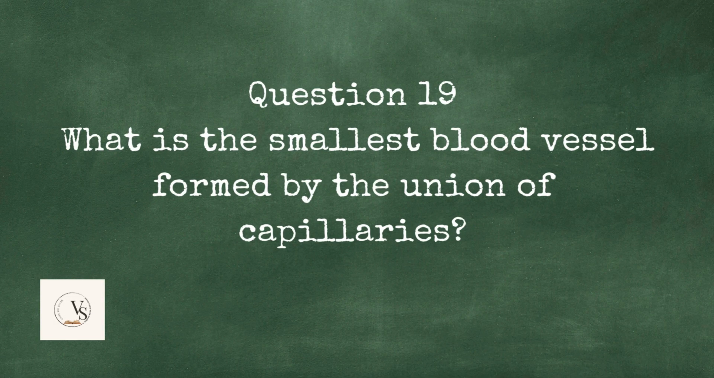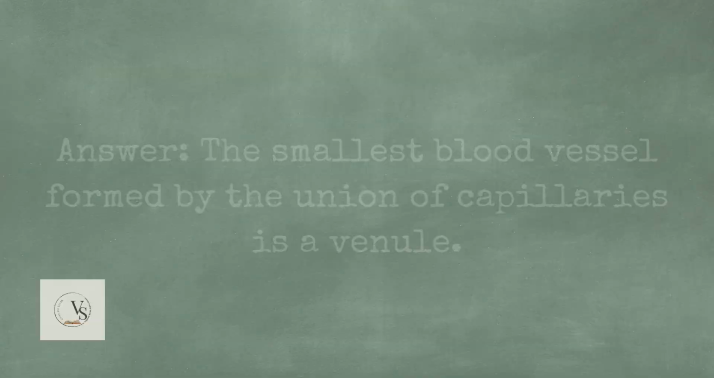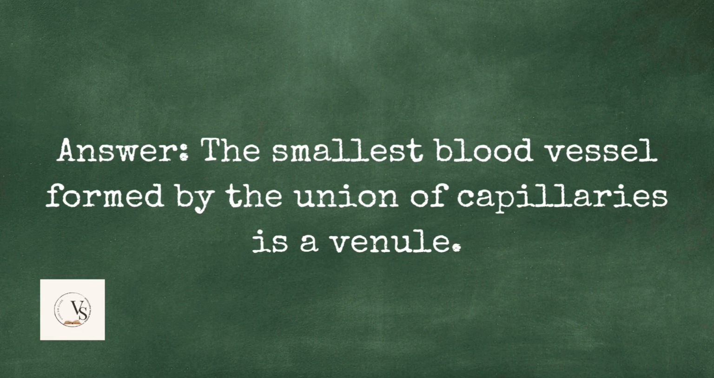Question 19. What is the smallest blood vessel formed by the union of capillaries? Answer. The smallest blood vessel formed by the union of capillaries is a venule.